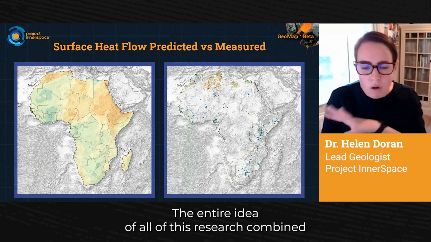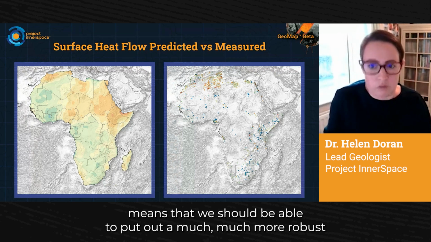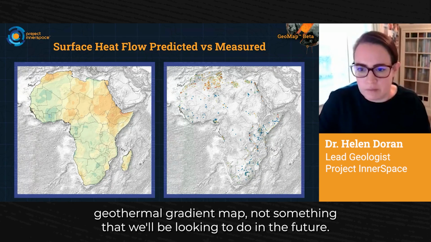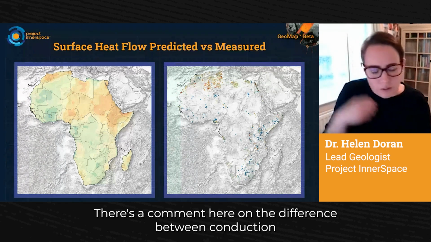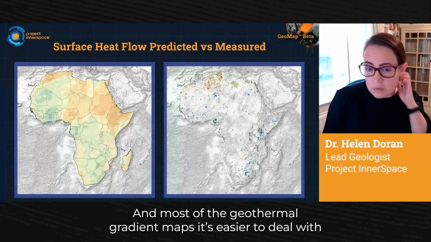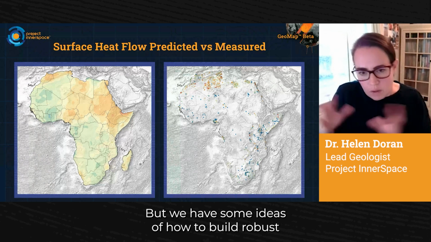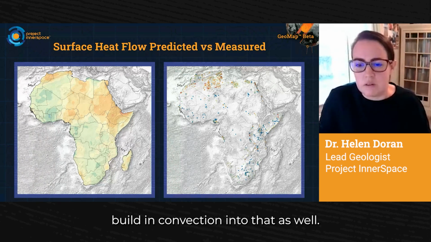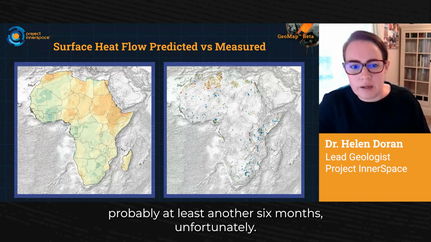The entire idea of all of this research combined means that we should be able to put out a much, much more robust geothermal gradient map. And that's something that we'll be looking to do in the future. There's a comment here on the difference between conduction and adding in convection. That's, of course, more difficult. Most of the geothermal gradient maps, it's easier to deal with conduction, but we have some ideas of how to build in convection into that as well. So the plan, or when those will be delivered, probably at least another 6 months, unfortunately.